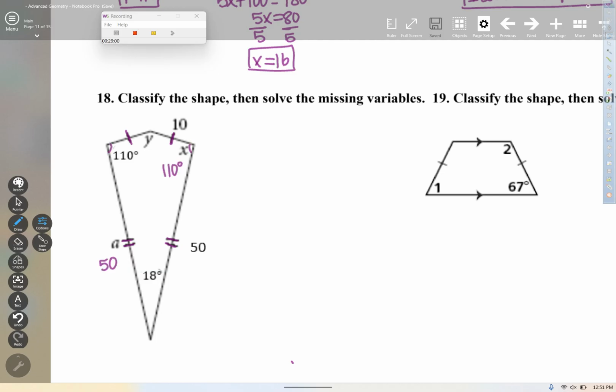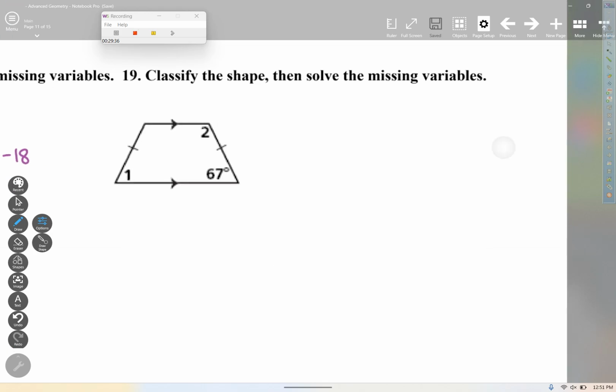And then from kite, you guys have to remember that every four-sided shape is 360 degrees. So to find Y, I need to take 360 minus 110 minus 110 minus 18, and that's going to tell me what Y is. Y was 122 degrees. Perfect. And this is a kite. We didn't classify. I think I said it, but I didn't write that down.